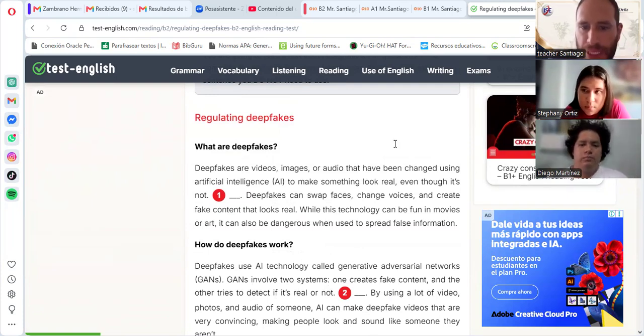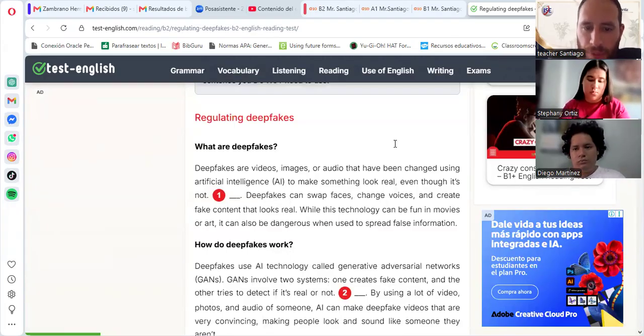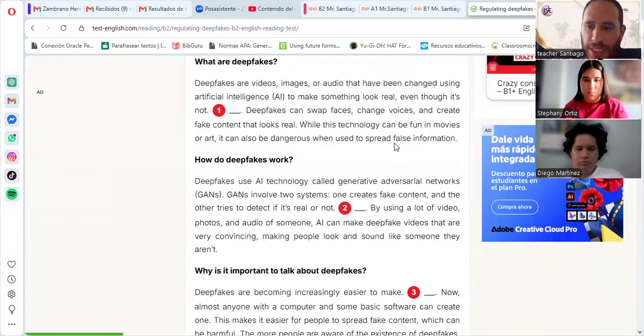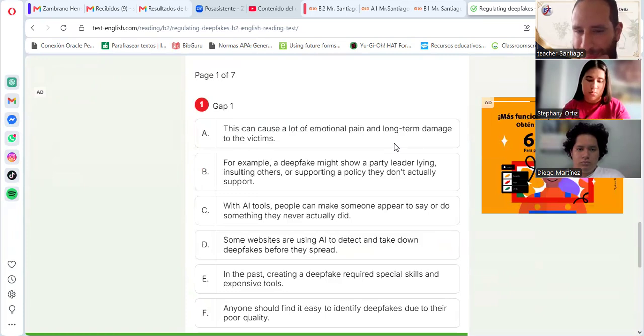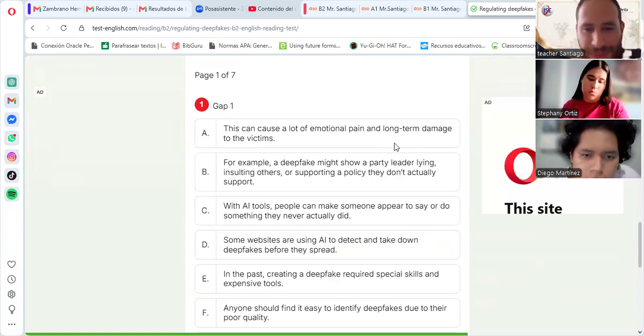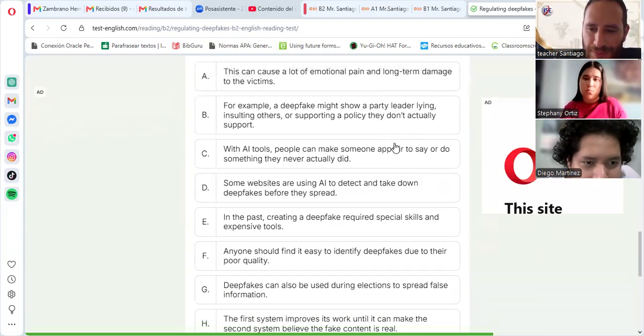Deepfakes are videos, images, or audios that have been changed using artificial intelligence to make something look real, even though it's not. Deepfakes can swap faces, change voices, and create fake content that looks real. While this technology can be fun in movies or art, it can also be dangerous when we use it to spread false information. So, number one, guys. Letter C.